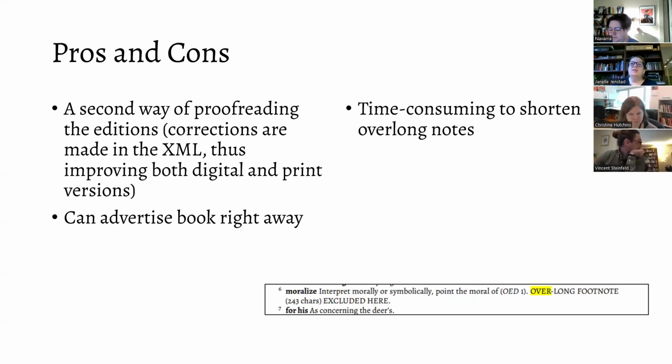During the proofing phase, we actually put in overlong footnote, 243 characters excluded here. So this is the flag that the editor needs to go back and either shorten the note or create two versions of the note, an online only version of the note, which can be long, and then a print only version of the note, which can be a bit shorter.